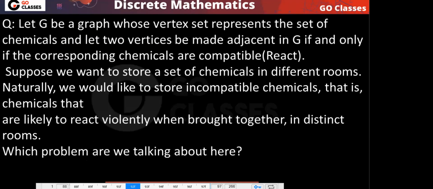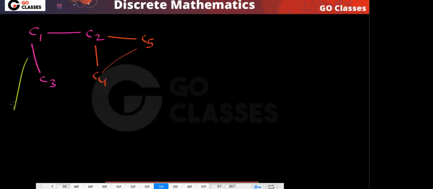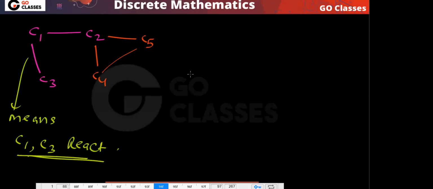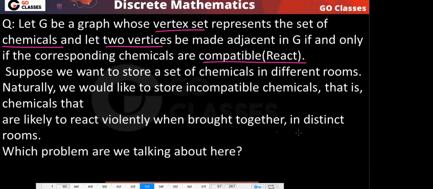G is a graph where the vertex set is your set of chemicals. These are the chemicals. Two vertices are adjacent if and only if they react. It simply means that they react. This means C1, C3 react. Now the question is saying that we want to put reacting chemicals in different rooms. The chemicals will react, and we want to store them in different rooms. So this is what we want to do.